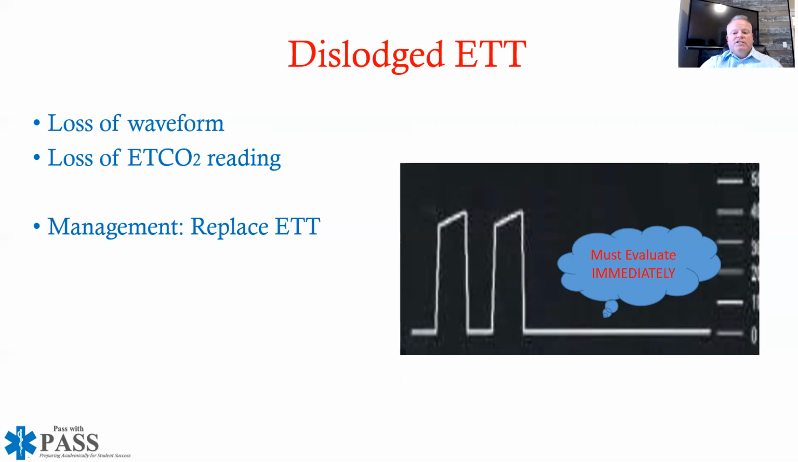You guys can see here that I have a good waveform. It's a square. It's more of like a rectangle, but you get the point. It should have some kind of square waveform. If we draw a straight line over, we can see that our end tidal CO2 would probably be around 40. And then all of a sudden, I don't have that waveform anymore. I have lost it. You guys have got to evaluate that immediately.